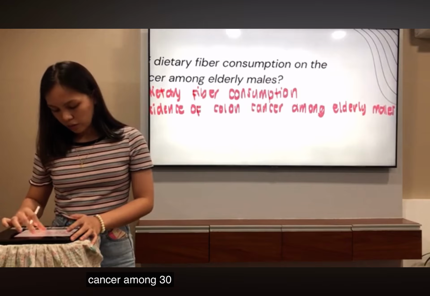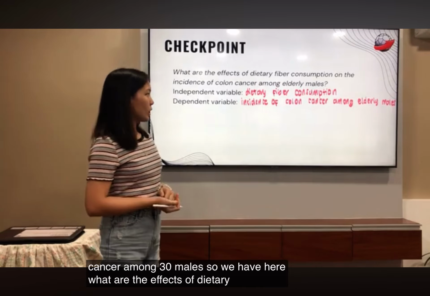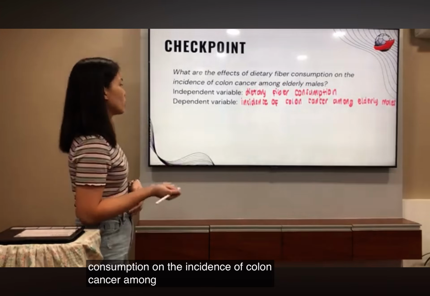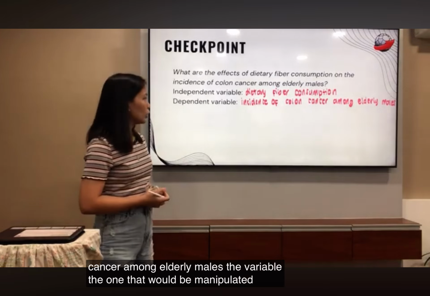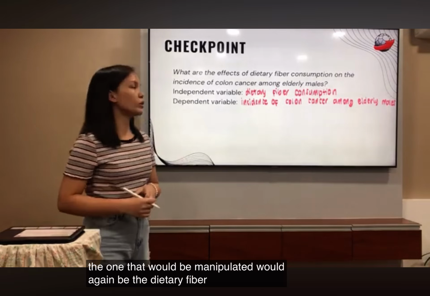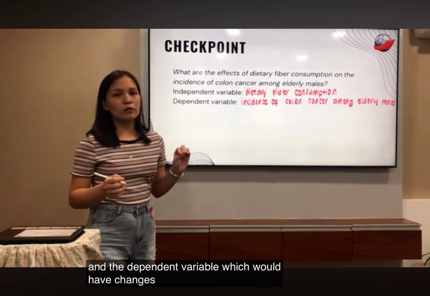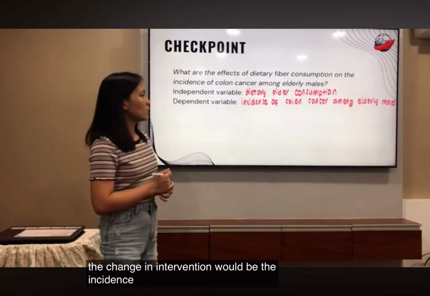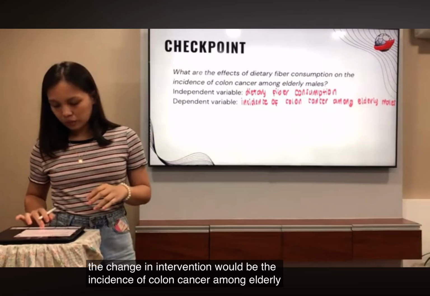So we have here, what are the effects of dietary fiber consumption on the incidence of colon cancer among elderly males? The independent variable, the one that would be manipulated, would again be the dietary fiber consumption, and the dependent variable, which would have changes after the change in intervention, would be the incidence of colon cancer among elderly males.